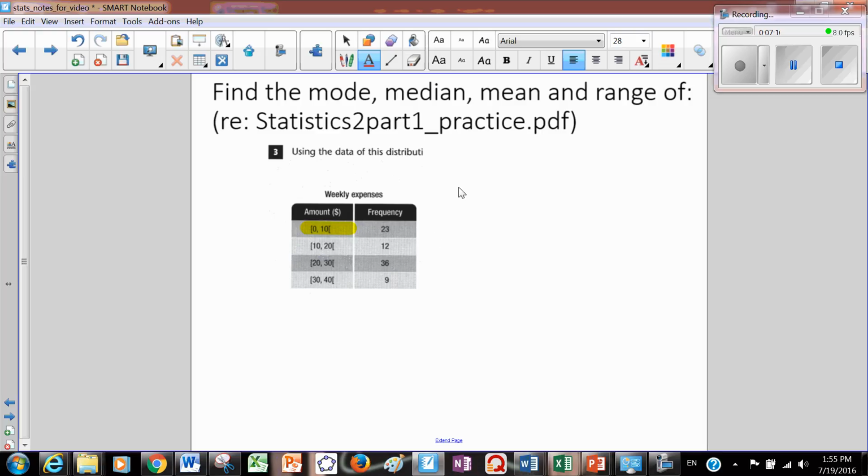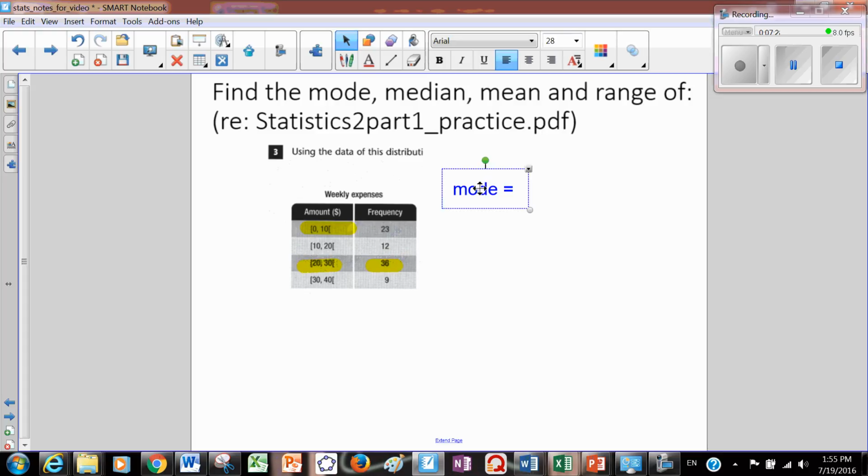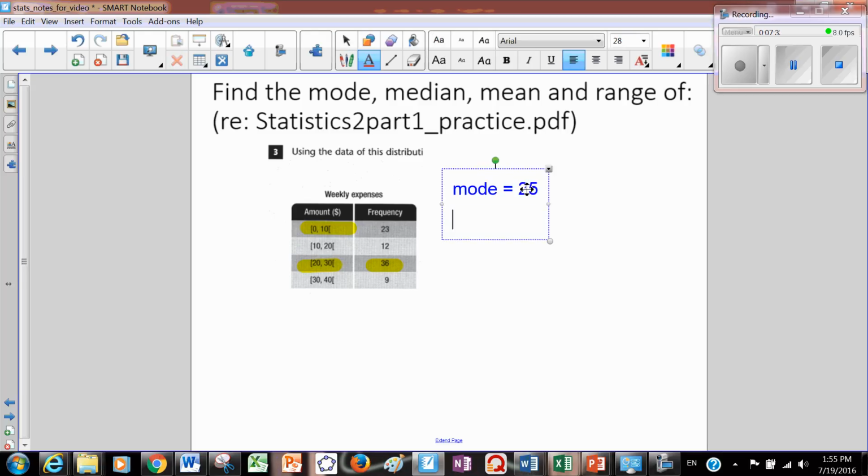So if I'm looking for the mode, what would be the mode? Is the one that's repeating most. If you look at the data, you see that there's 36 people here between 20 and 30. So what we're going to do is we're going to write 25.